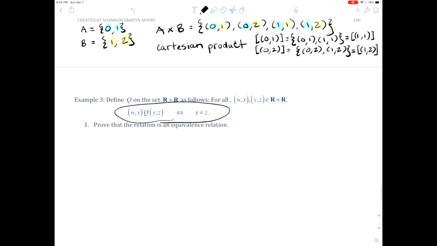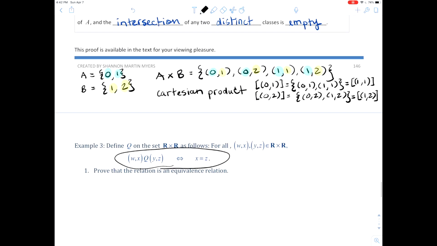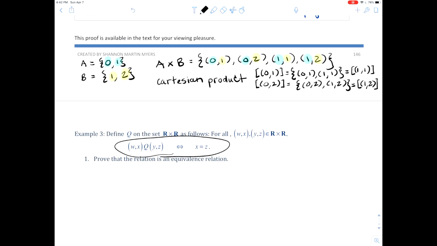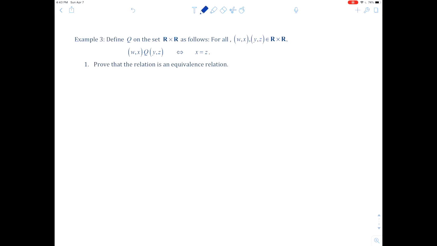And so now we need to prove that the relation is an equivalence relation, right? I just wanted to give you an example to show you what's going on with it, so that you can understand the proof. Okay, so to show that a relation is an equivalence relation, remember we need to show that it is reflexive, symmetric, and transitive. Groovy?